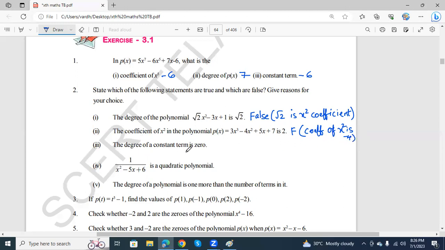The degree of the constant term is 0. We discussed in the previous video when we discussed in the concept. I already told this point. The degree of the constant term is 0. True. Okay, what is the reason? Because the constant term is the variable by its power is 0. The degree of any constant is 0.